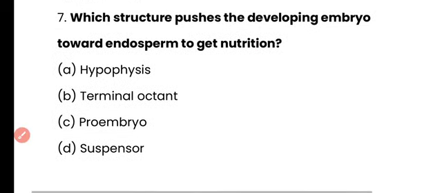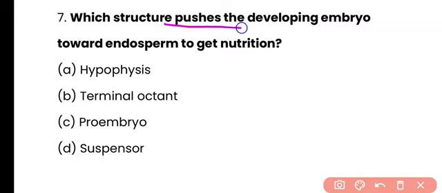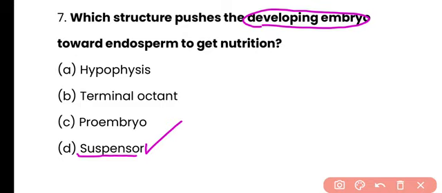Question number 7. Which structure pushes the developing embryo towards the endosperm to get nutrition? Hypophysis, terminal octant, proembryo, suspensor. Correct answer is option D. Filament suspensor that is formed by the division of suspensor cells and it pushes the developing embryo towards the endosperm in order to get nutrition.